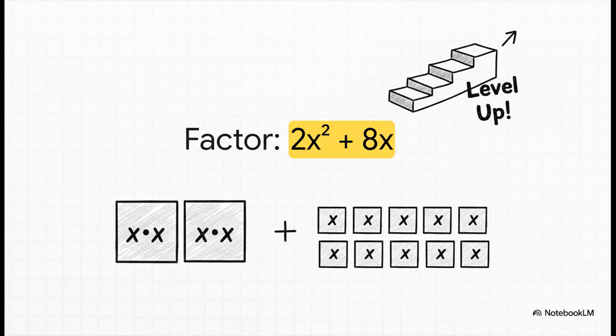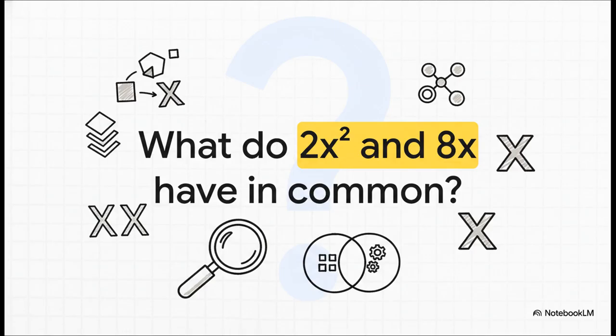What happens when the GCF isn't just a number, but it has a variable in it too? Let's try to factor 2x squared plus 8x. Don't worry, the process is exactly the same. We just need to look at both the numbers and the variables. So, for the numbers, what's the GCF of 2 and 8? And for the variables, what's the most that x squared and a plain old x have in common?